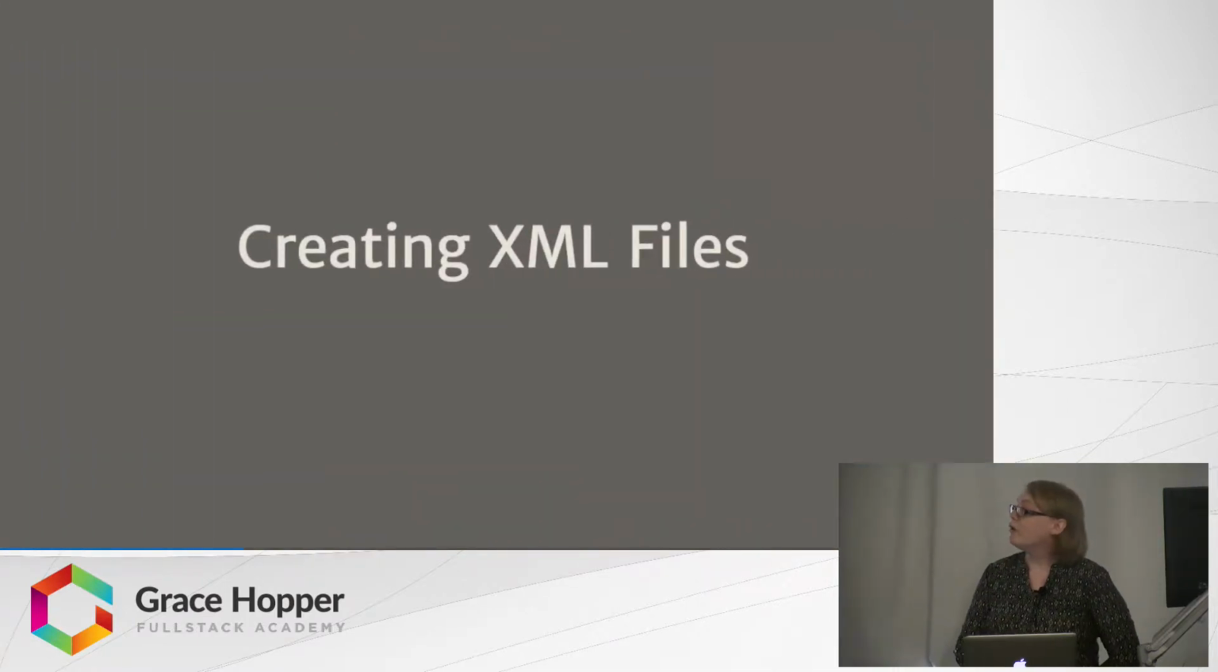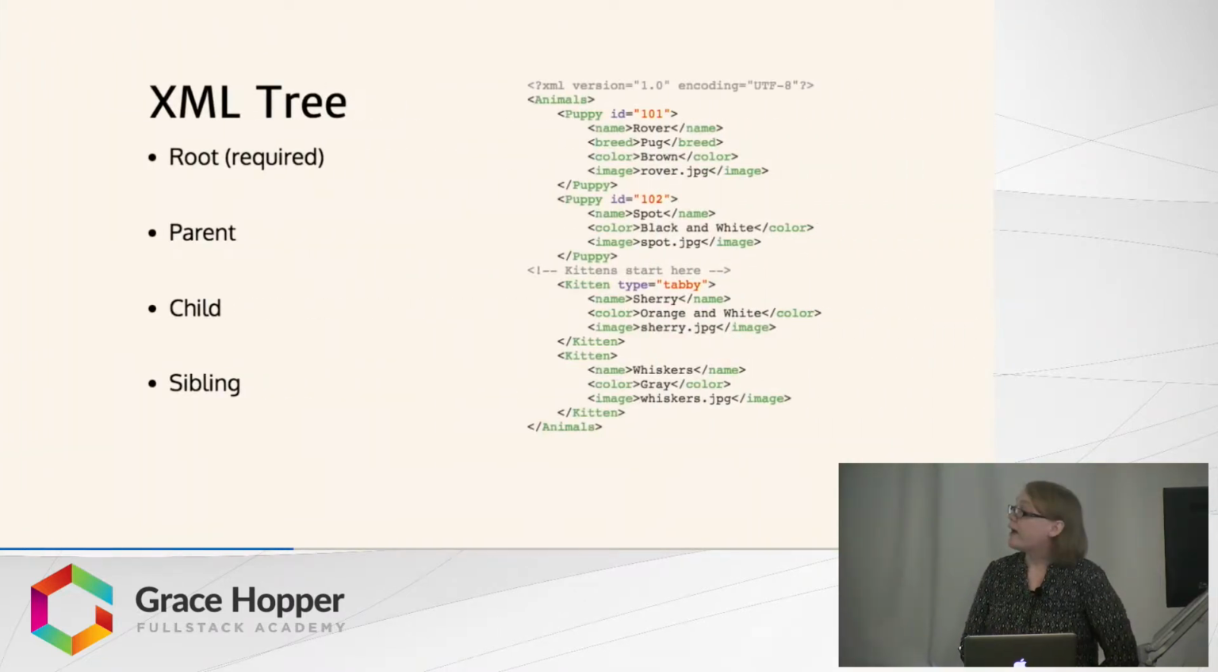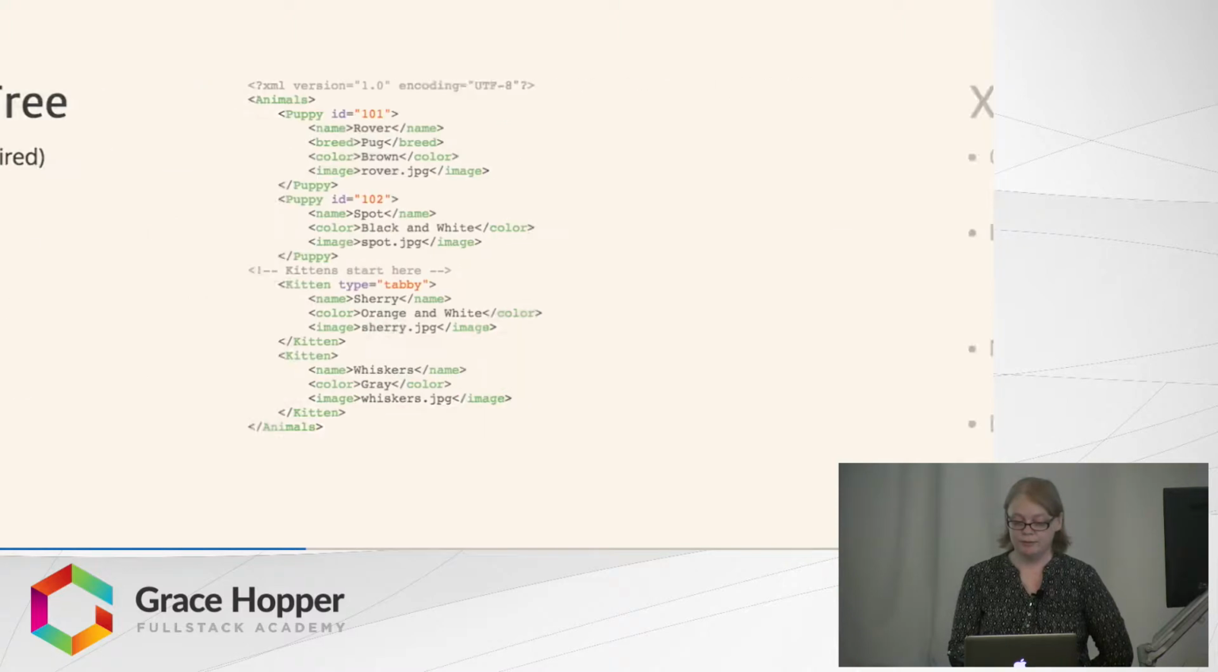So how do you go about creating your own XML files? Well, XML is like a tree. Documents are stored and they require a root element. Parent, child, and sibling are used to describe the relationships between the elements. In the example code that I've written, animals would be the root node, and every element under animals is a child of animals, and puppy and kitten are siblings of each other.